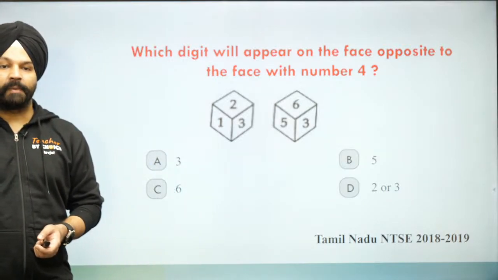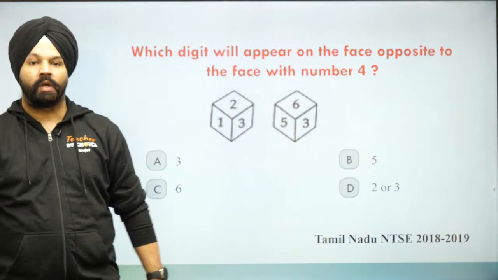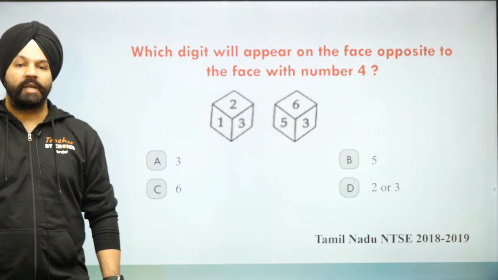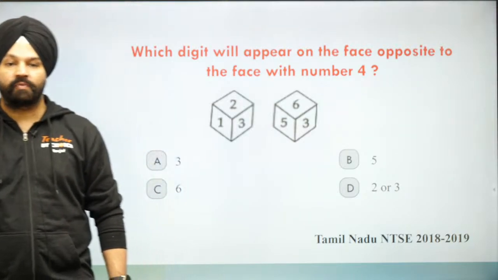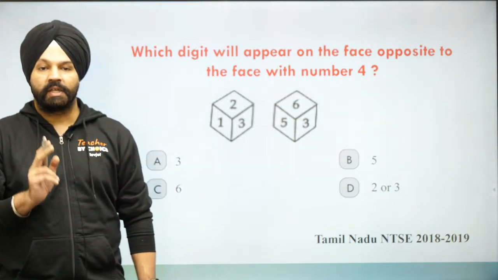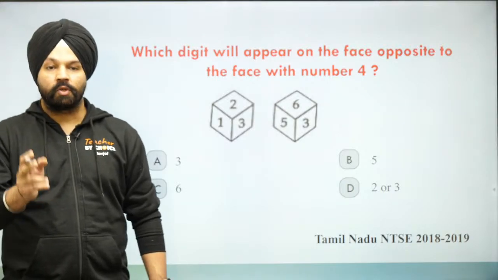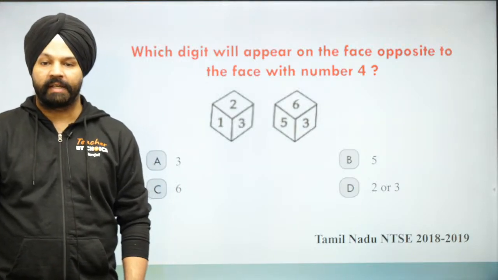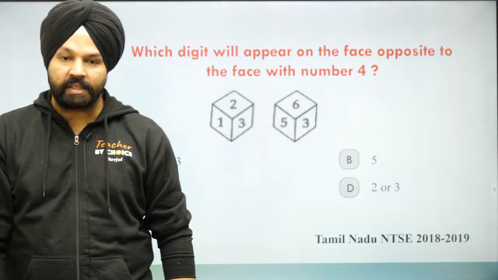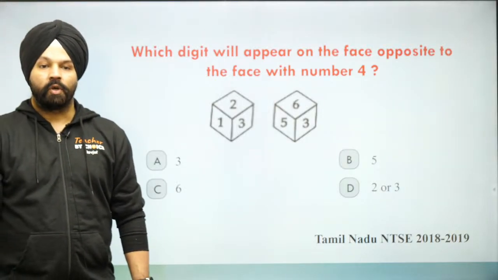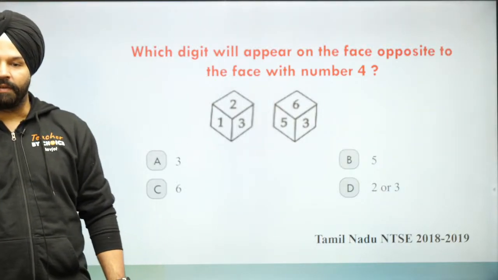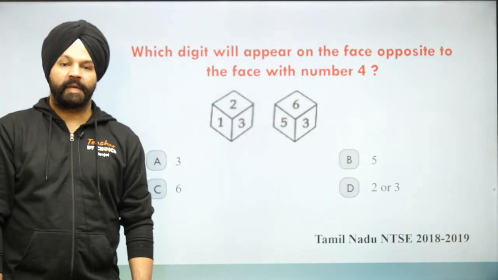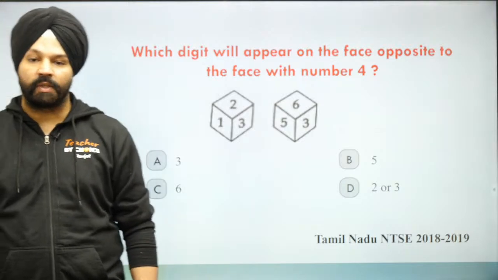Which digit will appear on the face opposite to the face with number 4? Oh wow, very easy question. And this is an NTSE Tamil Nadu question, as you can see. Which digit will appear on the face opposite to the face with number 4? I repeat, which digit will appear on the face opposite to the face with number 4? You have to tell what comes opposite to number 4. It is a Tamil Nadu NTSE Stage 1 question, and I can see 3 is one of the answers. You have got options as 3, 5, 6, 2 or 3.